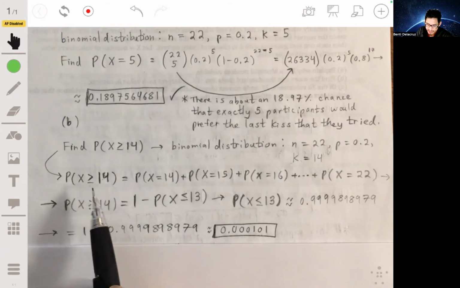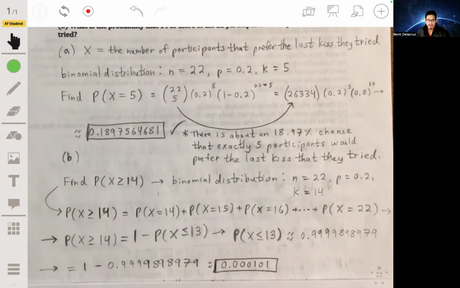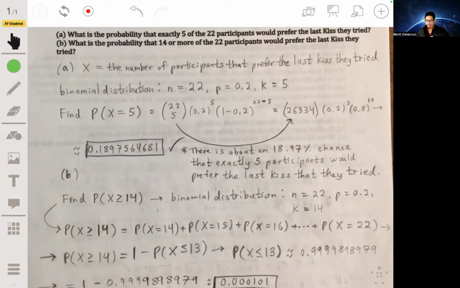So the probability that x is greater than or equal to 14 is going to be nearly 0. It's a super small probability.